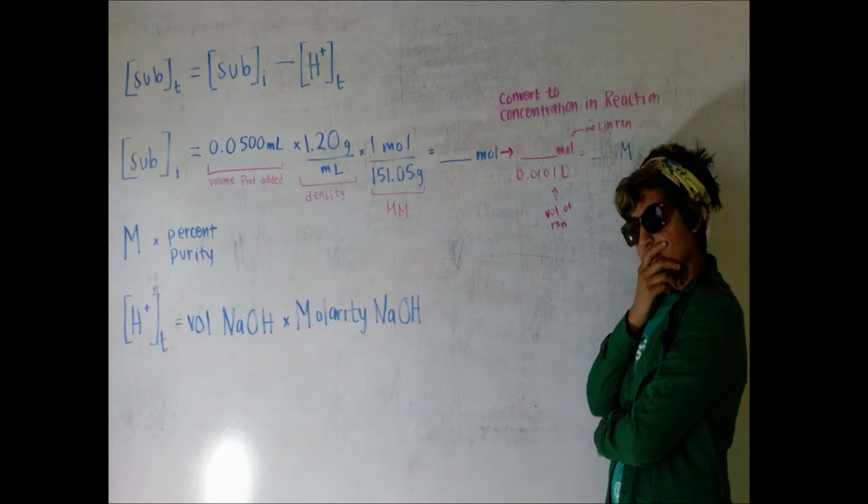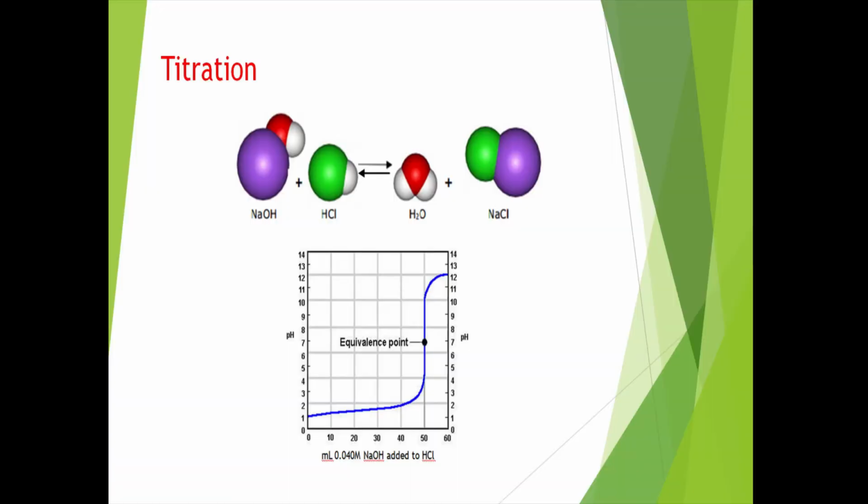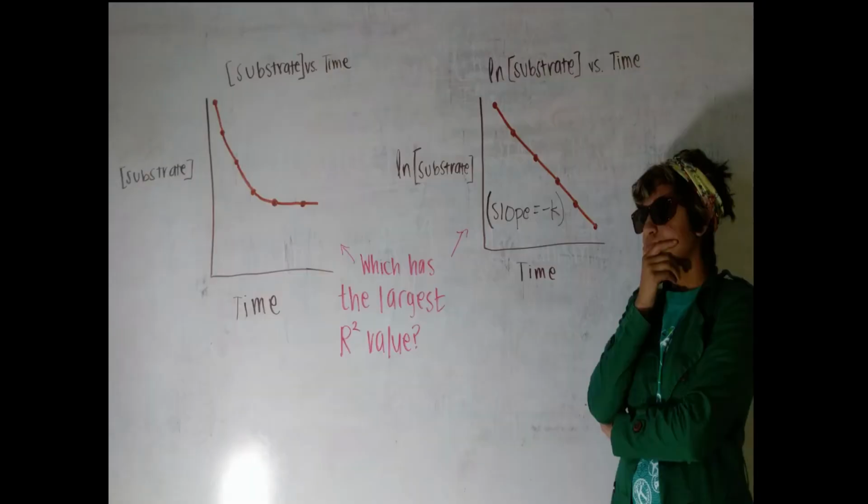The endpoint of the titration, indicated by the color change thanks to phenolphthalein, occurs at the equivalence point, when the amount of acid equals the amount of base. This is important because we can now know the concentration of H+ relative to time, thus being able to see which integrated rate law graphs match the order of the reaction.